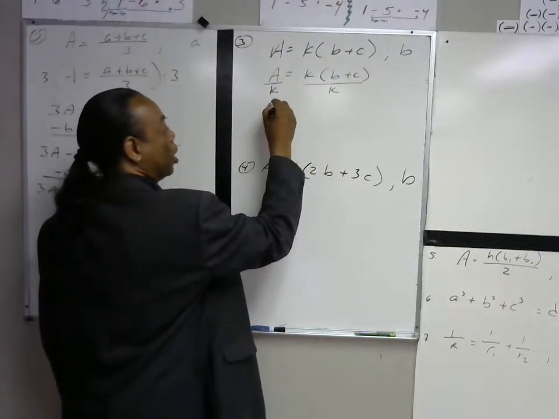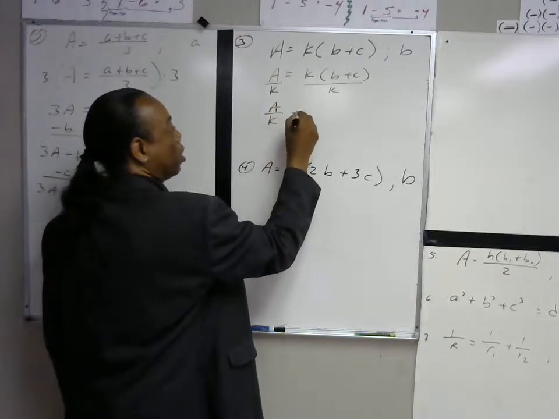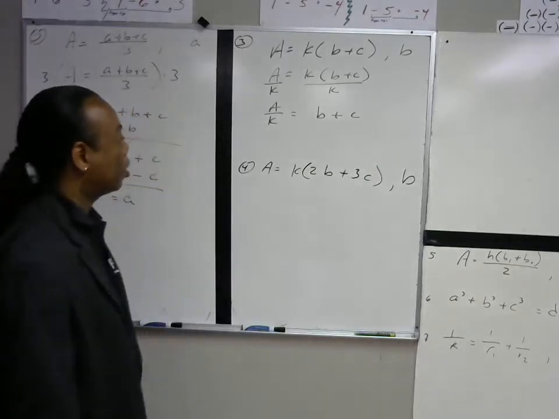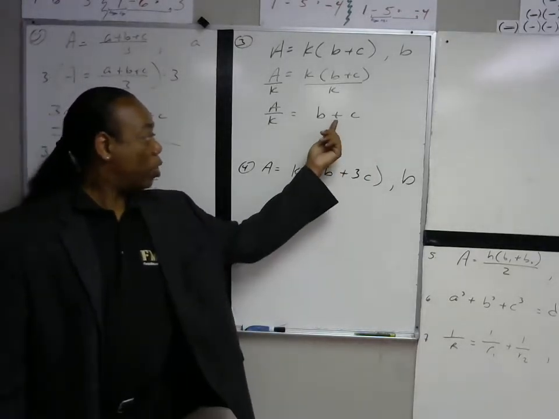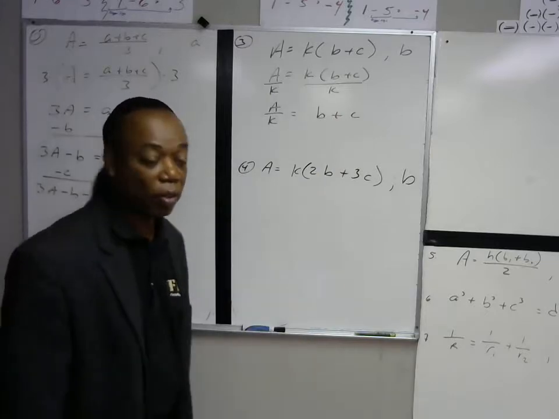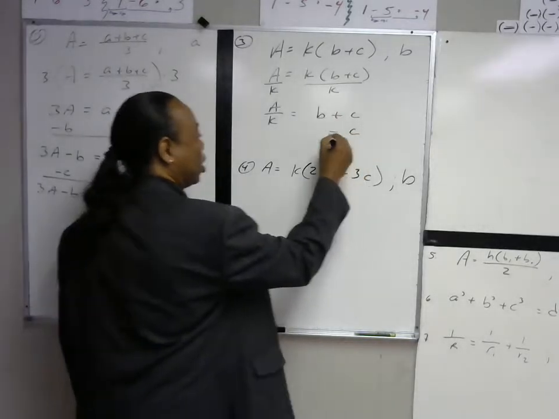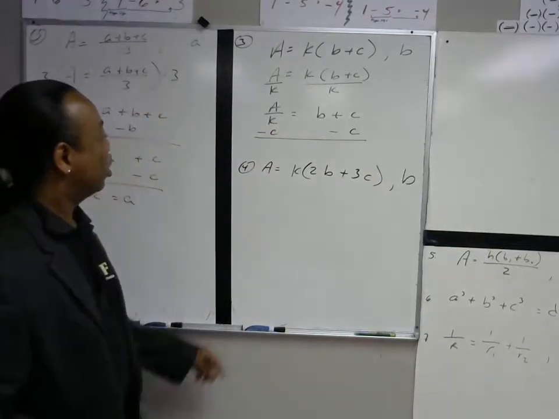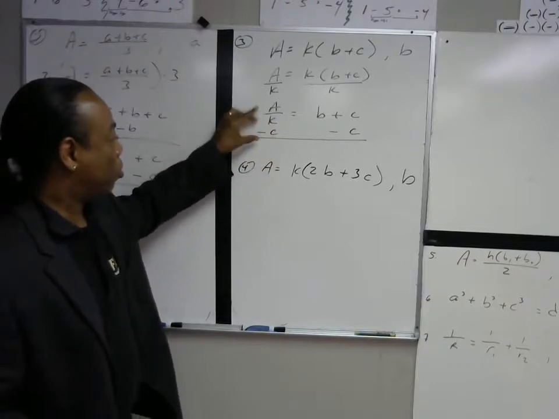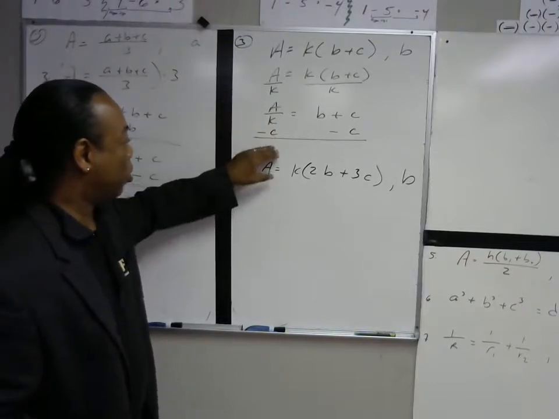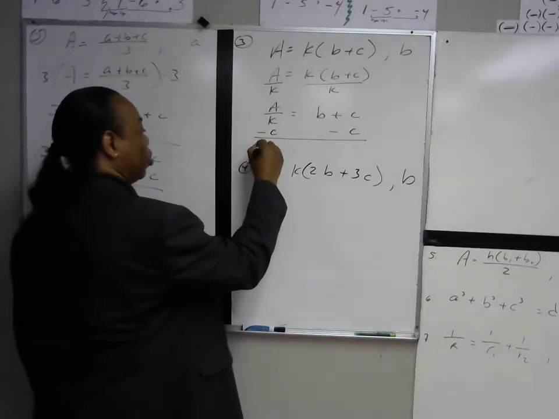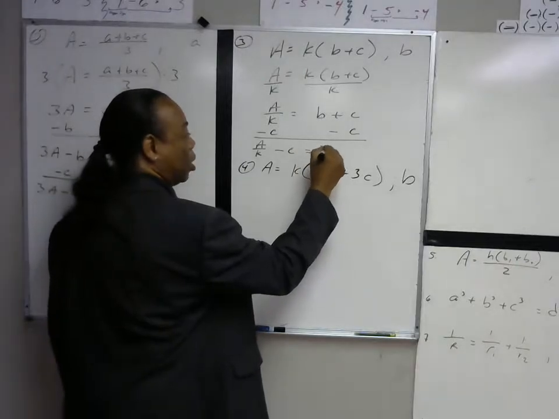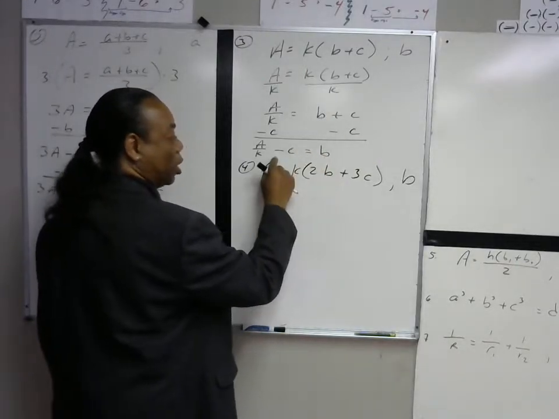So what we get is a over k equals k is canceled, and we get b plus c. Now I'm going to get rid of the adding c by putting a subtracting c. We'll go on one side, we'll go on the other. Now, this is a term and this is a term. They cannot be combined because they're not like. So we'll put them next to each other. So we have the a over k minus c equals b, and b is canceled. And we've isolated the b.